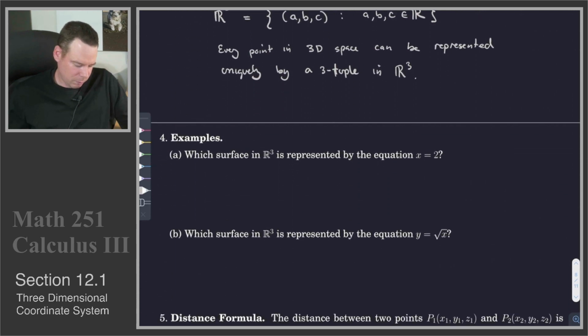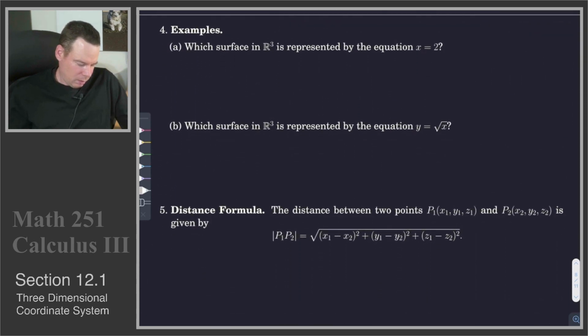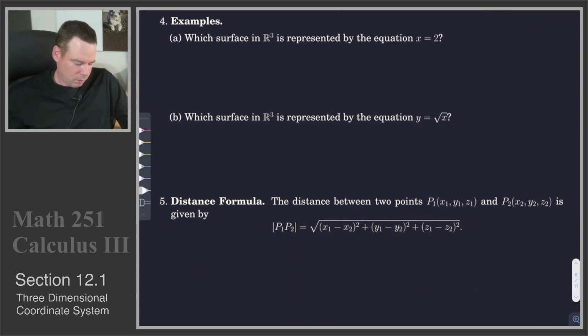All right, let's get some familiarity with some objects in three-dimensional space. So which surface in R3 is represented by this equation? x equals 2. You might immediately think line, but that's because we're so used to thinking in two dimensions.